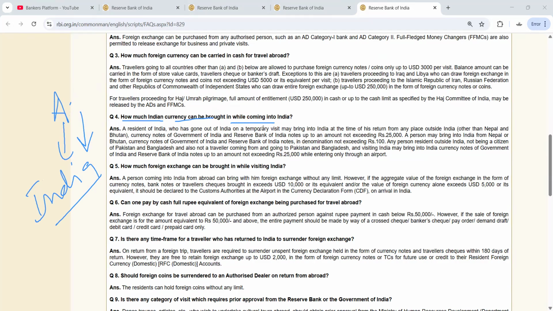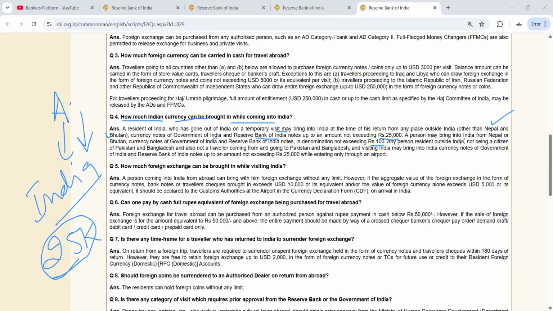So a resident of India who has gone outside on a temporary visit may bring into India, at the time of his return from any place outside India other than Nepal and Bhutan, currency notes of the Government of India and Reserve Bank of India notes up to an amount not exceeding 25,000. So you can remember that up to 25,000 a person can bring in Indian rupees when coming from outside India other than Nepal and Bhutan. A person may bring into India from Nepal or Bhutan currency notes of the Government of India and Reserve Bank of India notes in denominations not exceeding 100 rupees. So they can bring the money, but the denomination should not exceed 100 rupees.